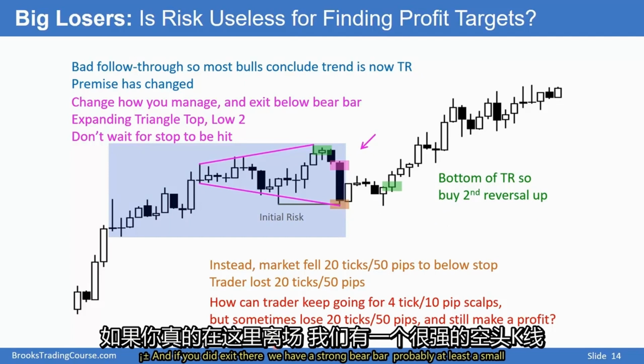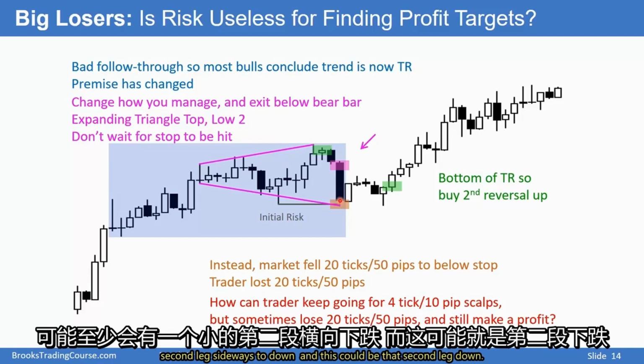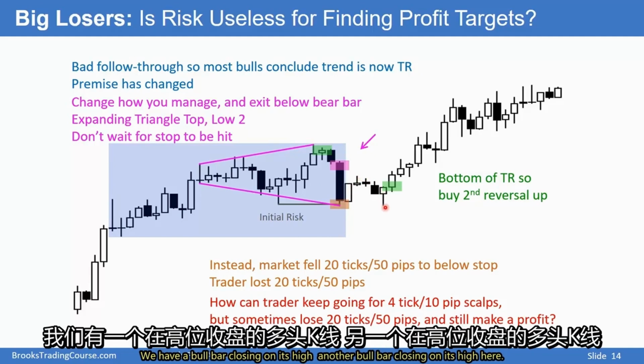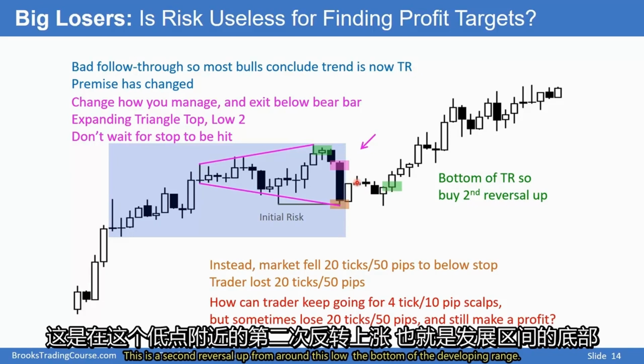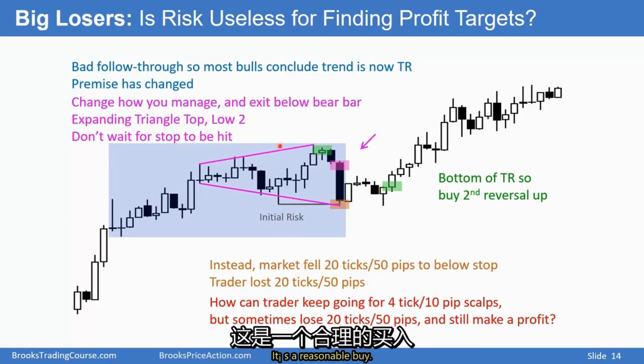And if you did exit there, we have a strong bear bar, probably at least a small second leg sideways to down. And this could be that second leg down. We have a bull bar closing on its high, another bull bar closing on its high here. This is a second reversal up from around this low, the bottom of a developing range. It's a reasonable buy.